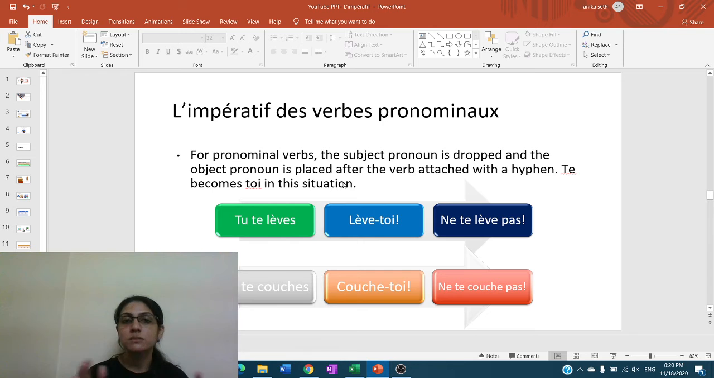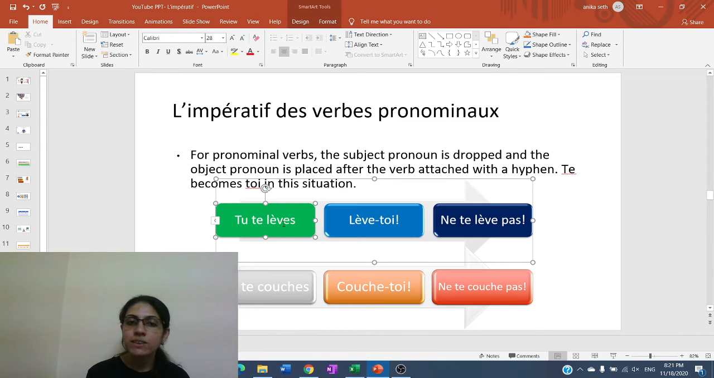So what does all this mean? We are aware that the pronominal verbs also contain an object pronoun, like the verbs se lever, se réveiller, se promener, s'habiller. All these are accompanied with an object pronoun also. Now, in the same way, the subject pronoun is dropped from the sentence, from the verb, but the object pronoun is used in the conjugation of the verb. How? So see over here.